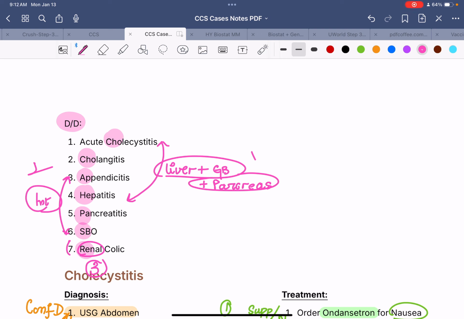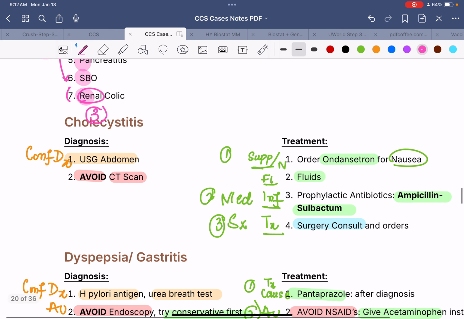So start with the liver, hepatitis screen, then go to the gallbladder, acute cholecystitis, cholangitis with an ultrasound, and then go to pancreatitis with lipase and amylase. Next, think about acute appendicitis, of course, that will be covered with the ultrasound, and small bowel obstruction with an X-ray. Next up, we have renal colic, for which you can do an ultrasound KUB.